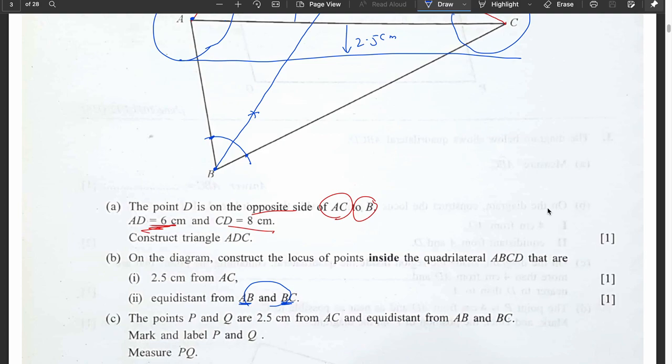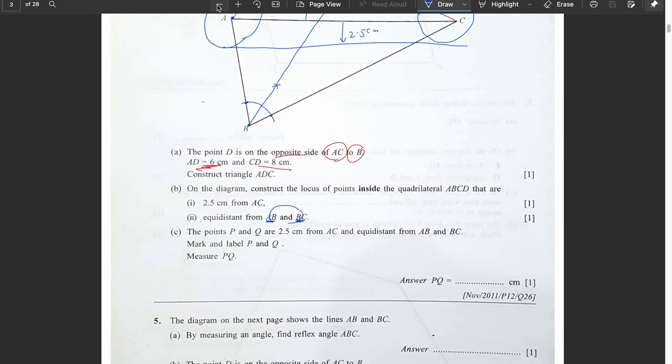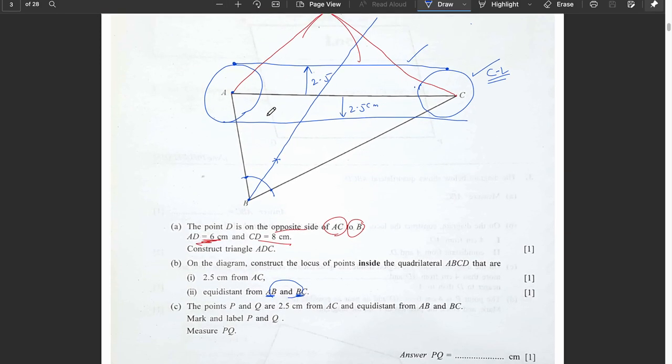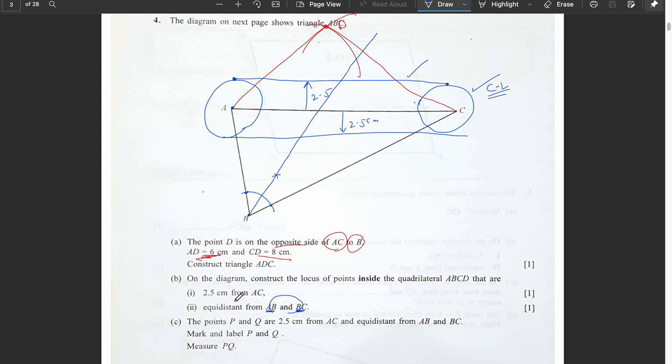2.5 centimeters done, equidistant done. C part says the points P and Q are 2.5 centimeters from AC, so we can relate that they should lie on these two parallel lines already marked. And then it says equidistant from AB and BC, so it should lie on the angle bisector.